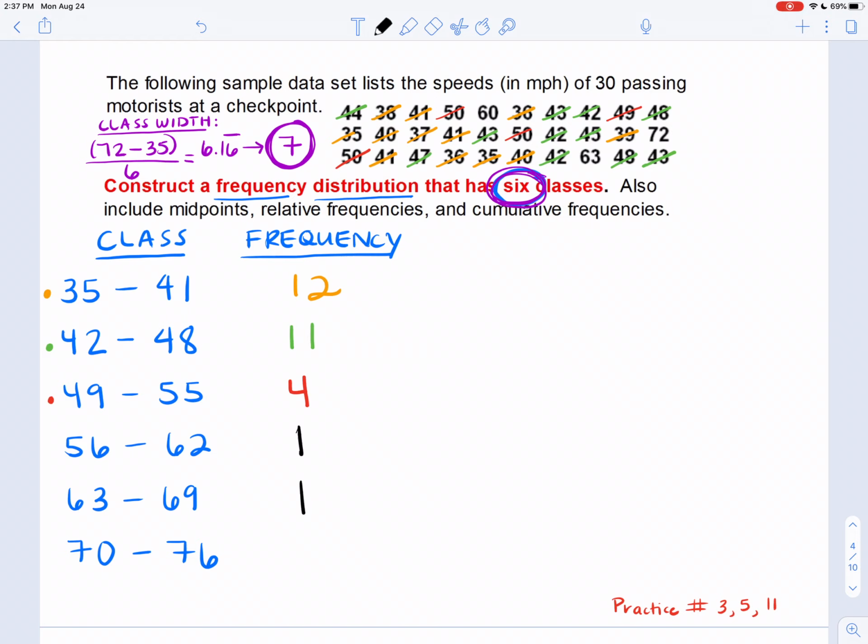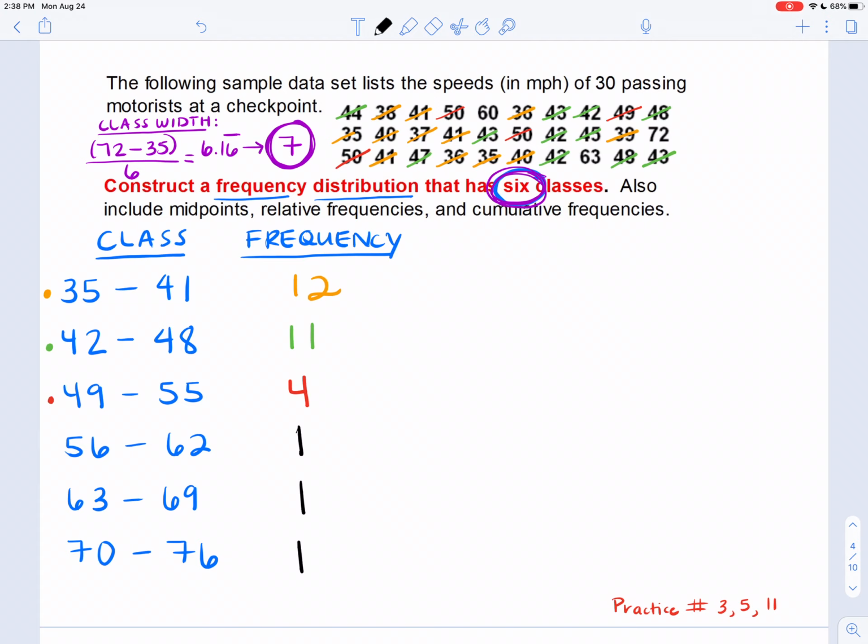And then from 70 to 76, I'm going to have only the 72. And I have now taken every value in my data set, and I have grouped it according to one of the 6 classes in my frequency distribution. All right, this is what's entailed in making a frequency distribution. Come up with classes of data using very specific steps, always the same method. And then the frequency is just the number of data values in each class.